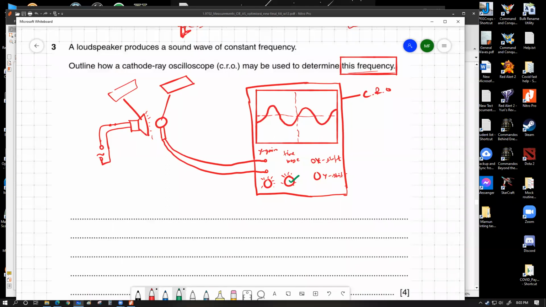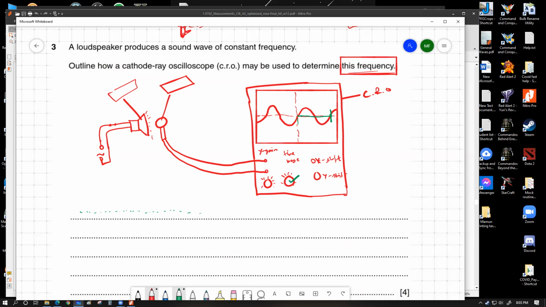And then we should count how many centimeters one full wave or one complete cycle covers on the screen. So we have to take a look for the length in centimeters for one full cycle, and then we have to see what the time-base scale is. So then we can calculate. If I was writing this, I would write that we observe the time-base setting from the CRO, and also measure in centimeters the horizontal length that one full cycle on the screen covers.